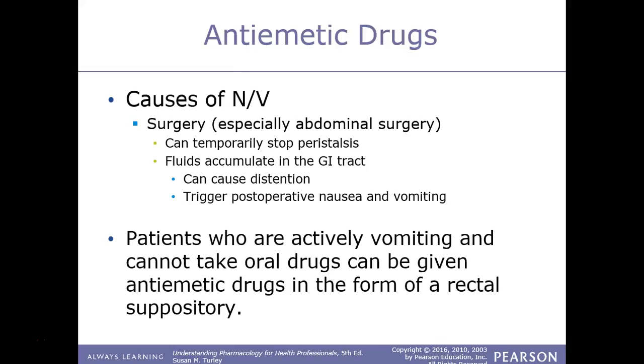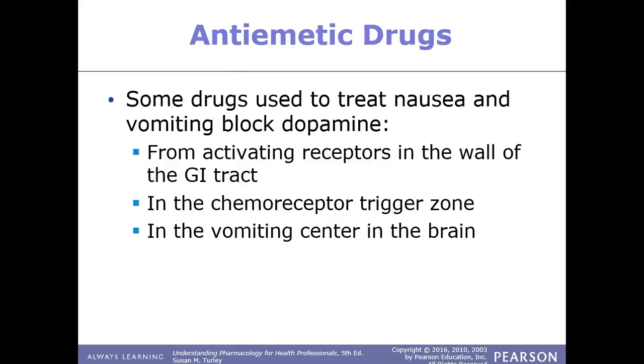So many of the antiemetic drugs are available by alternative dosing forms and routes of administration, including suppositories as well as injection. Some also come in melts or ODT, which stands for orally dissolving tablets. Now, the drugs that we use to treat nausea and vomiting, some of them act by blocking dopamine receptors, and that prohibits the activation of the receptors in the wall of the GI tract. It also helps to block the trigger in the chemotrigger zone in the vomiting center of the brain.